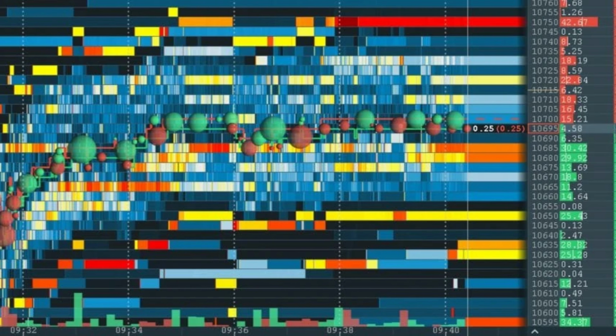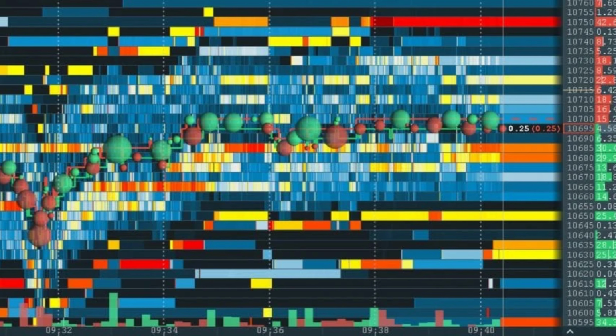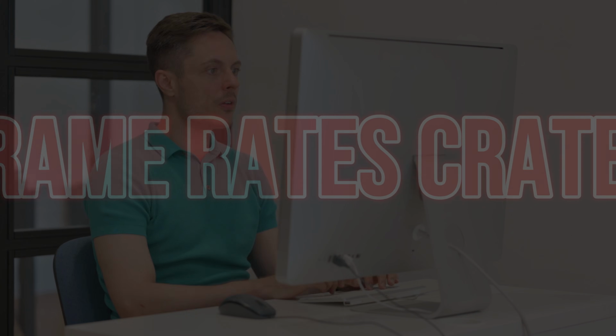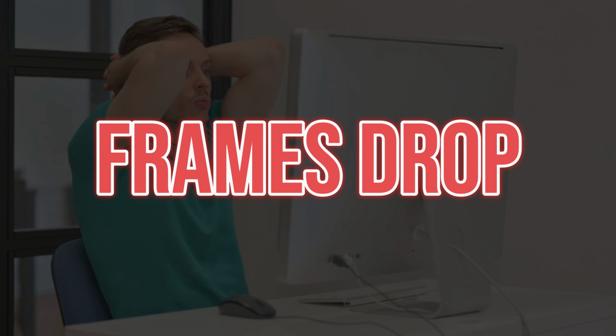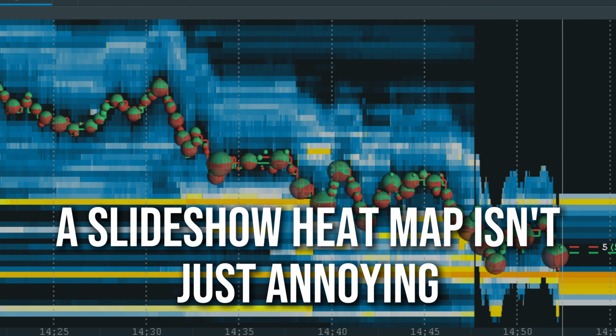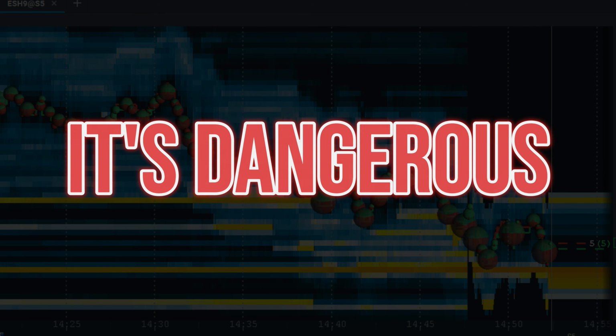When volume explodes, the amount of data Bookmap has to paint goes through the roof. Your fake graphics card, already busy being your main processor, gets buried. Frame rates crater, frames drop, the screen tears, and the order flow you're paying to see becomes a slideshow. Now here's the part that should upset you. A slideshow heat map isn't just annoying, it's dangerous.